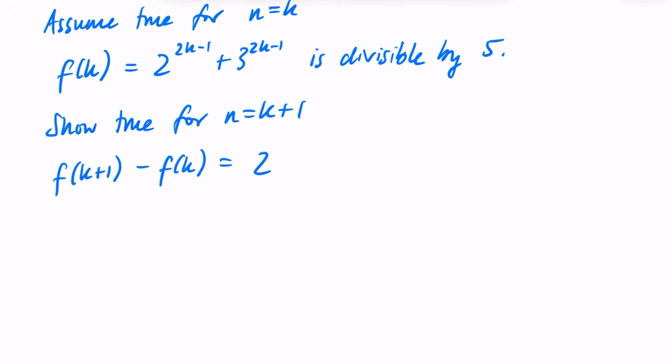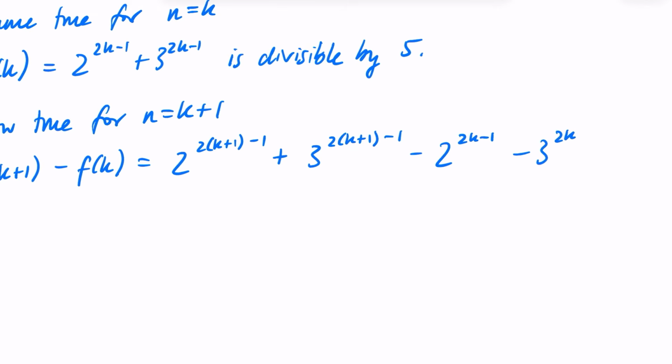So I'm going to substitute k plus 1 into this. That's going to be 2 to the power of 2 lots of k plus 1 minus 1, plus 3 to the power of 2 lots of k plus 1 minus 1, and then I'll subtract f of k. So I'm going to subtract this thing here. That's minus 2 to the power of 2k minus 1, minus 3 to the power of 2k minus 1. So for the power here, 2k plus 2 minus 1 is just going to be 2 to the power of 2k plus 1. And then I'm going to take this thing and put it right next to it. So it's minus 2 to the power of 2k minus 1. The same thing for the 3. It's going to be 3 to the power of 2k plus 1 minus 3 to the power of 2k minus 1.